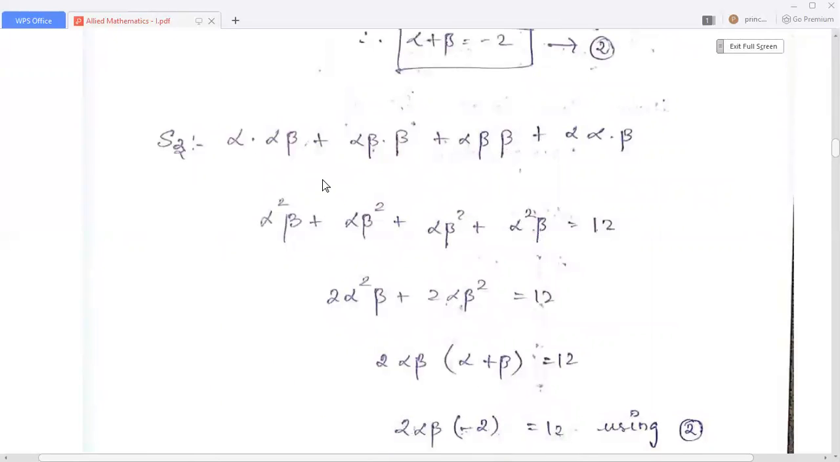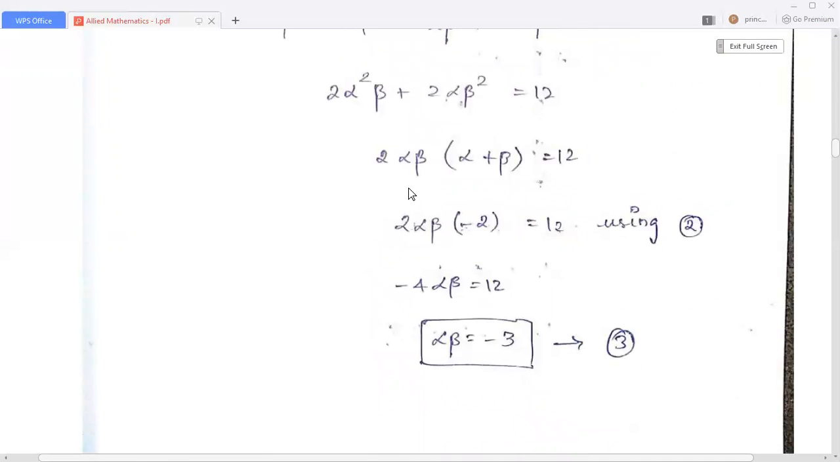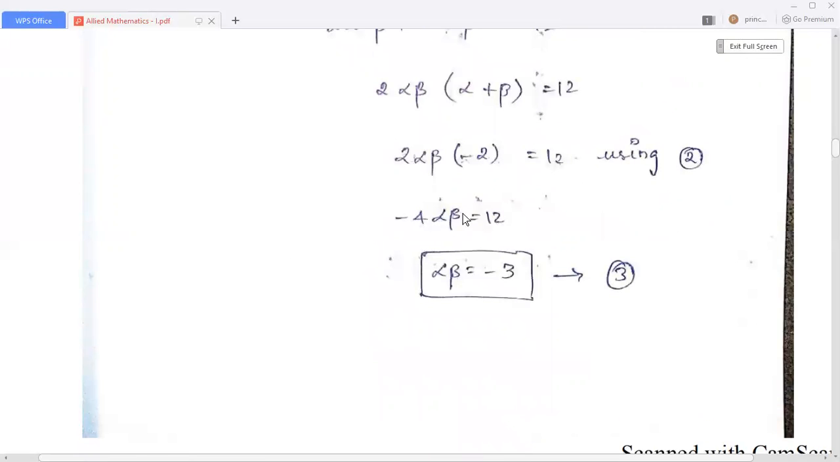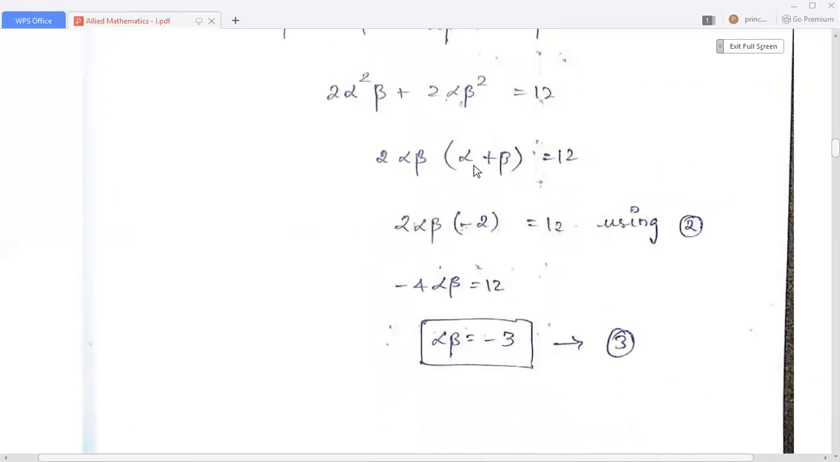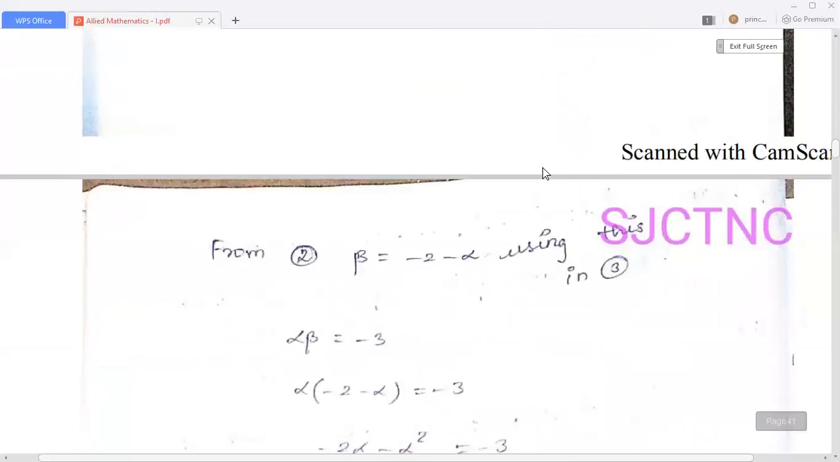Next, we calculate the sum of product of roots taken 3 at a time. That is alpha into alpha beta plus alpha beta into beta plus alpha beta into beta plus alpha into beta. When you simplify this, we get this equation. Then after the simplification, finally we get minus 4 alpha beta equal to 12. Therefore, alpha beta equal to minus 3. Here, instead of alpha plus beta, we substitute minus 2. So finally, we get alpha beta equal to minus 3. That can be taken as equation number 3.